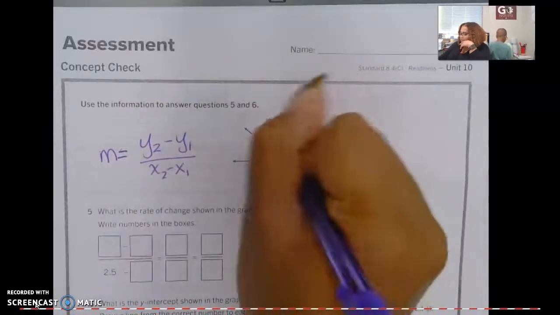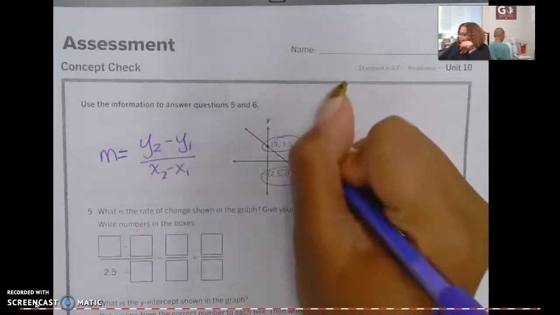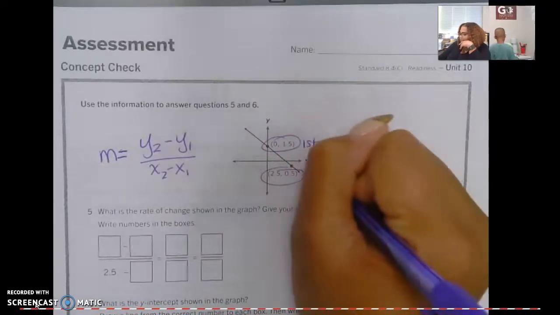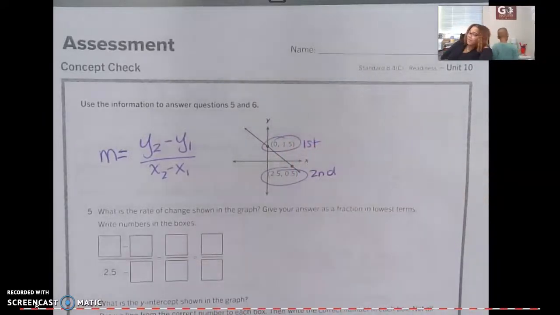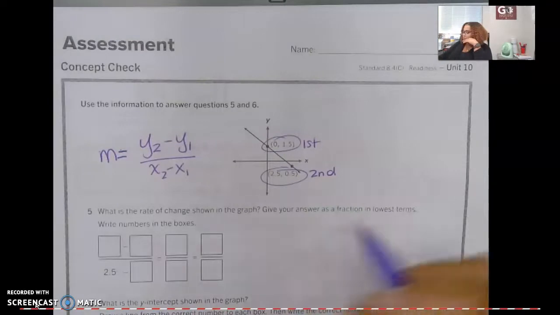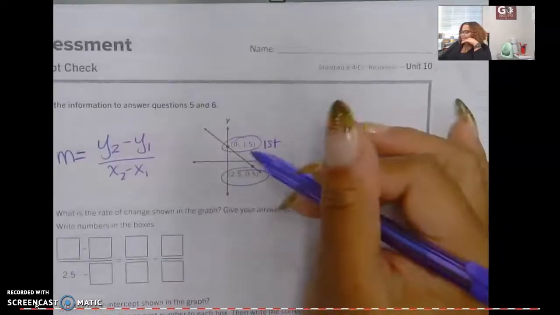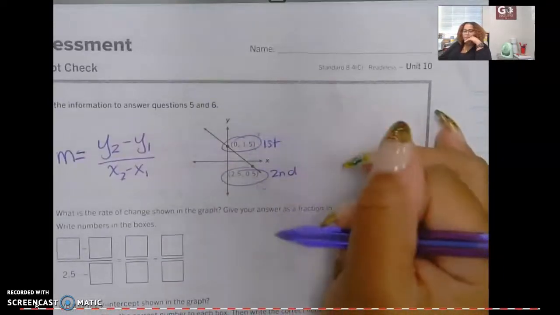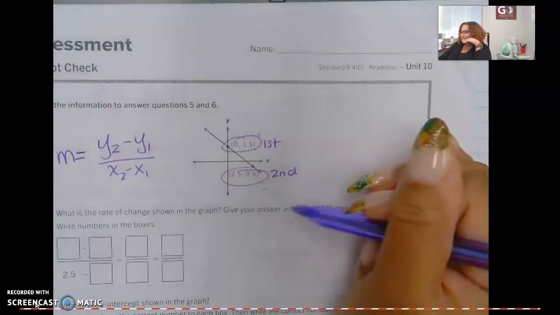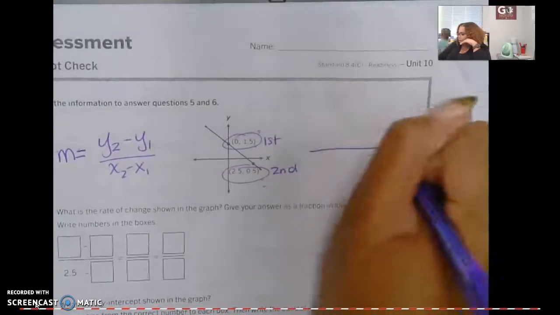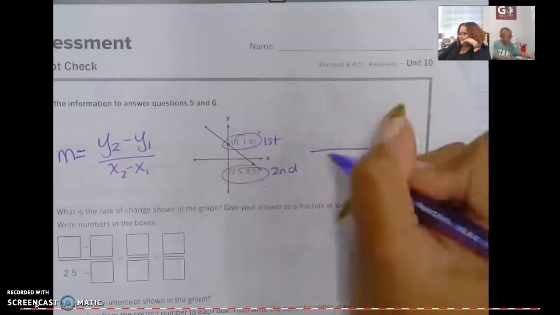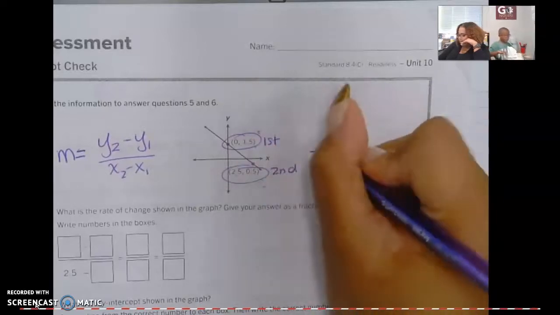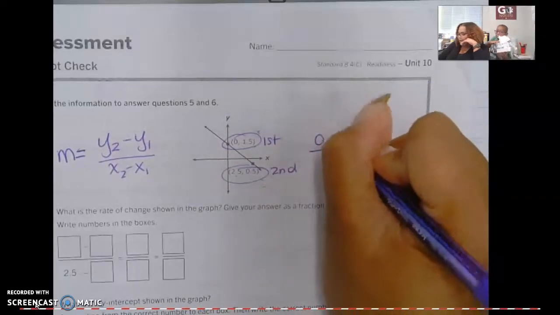So these are my 2 points. This is my first point, and this is my second point. The order of the points really doesn't matter, but for this question it does because they've already placed one x value in its position. So I like to take these numbers and put them right in their places. So I'm going to take my second point and I'm going to put my y over my x.